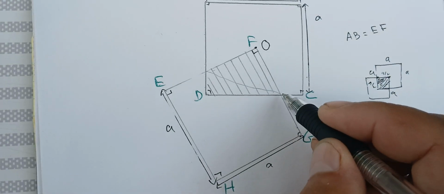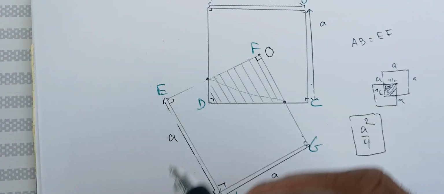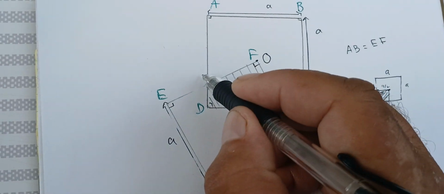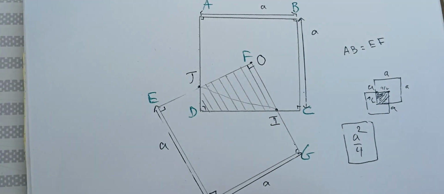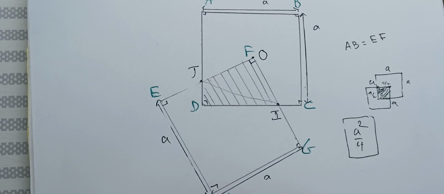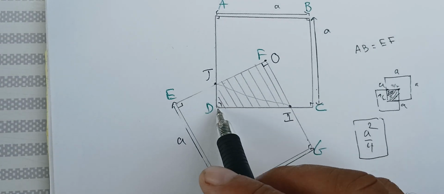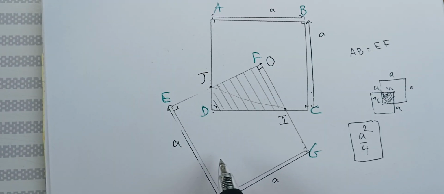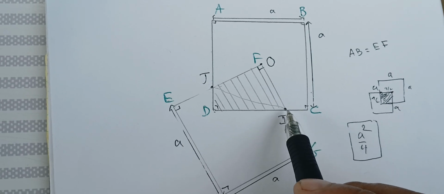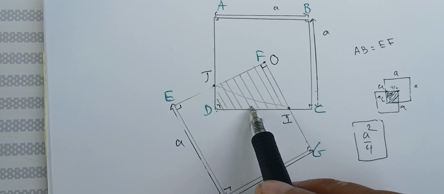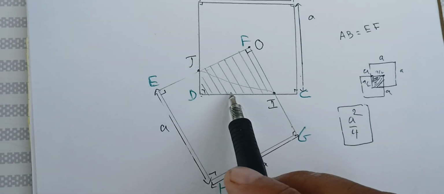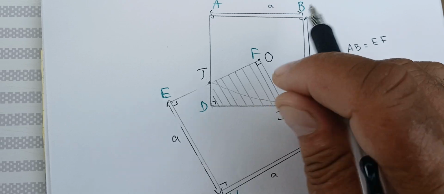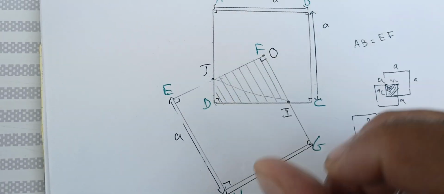Okay, there is another technique that we can use. We can find the coordinates of these two points here. If I call these two points I and J, I can use a rectangular system, with D as the origin, DC as the x-axis and DA as the y-axis, and I can find the coordinates, and after that I can find the shaded area. But for me the area doesn't change if I rotate the square a bit.